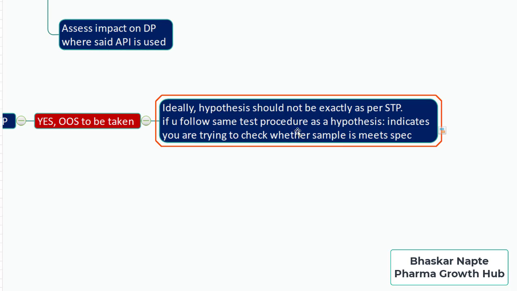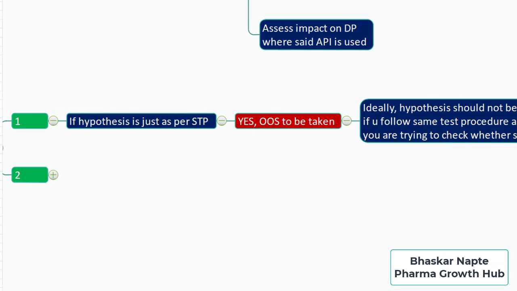If you allow the same test procedure as a hypothesis, that indicates you are trying to check whether the sample meets the specification or not. You are just trying to understand whether the sample complies with the assay if I retest it as part of hypothetical testing. I hope you understand the criticality. If someone retests the sample under the heading of hypothetical analysis, but follows the same test procedure, it is, most of the time, highly questionable.